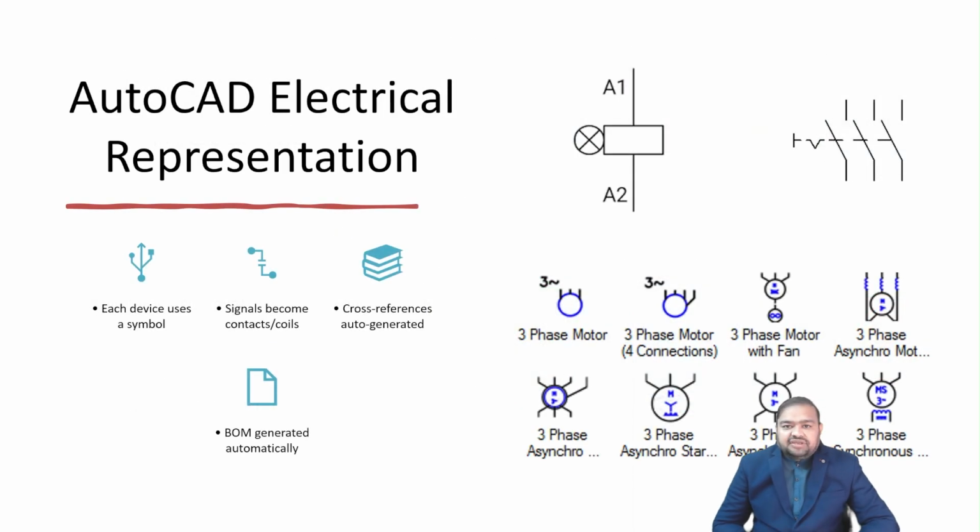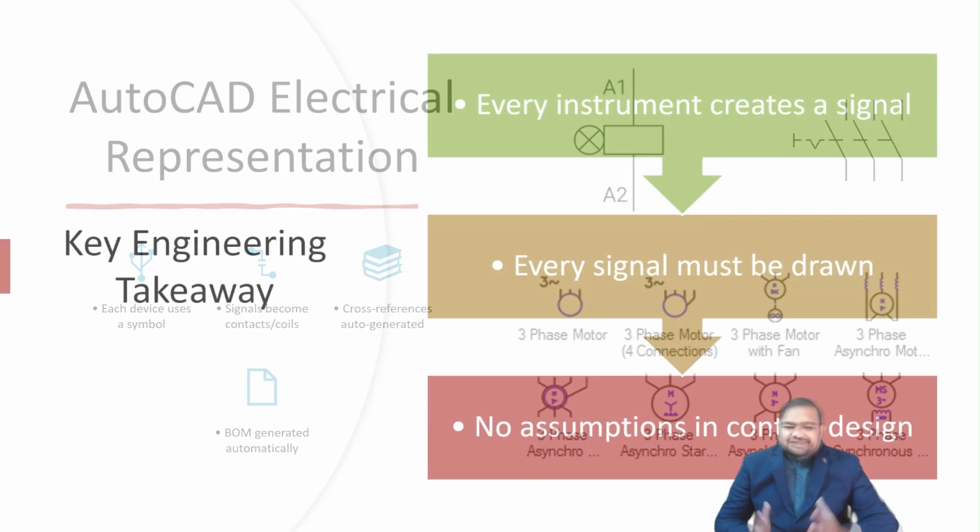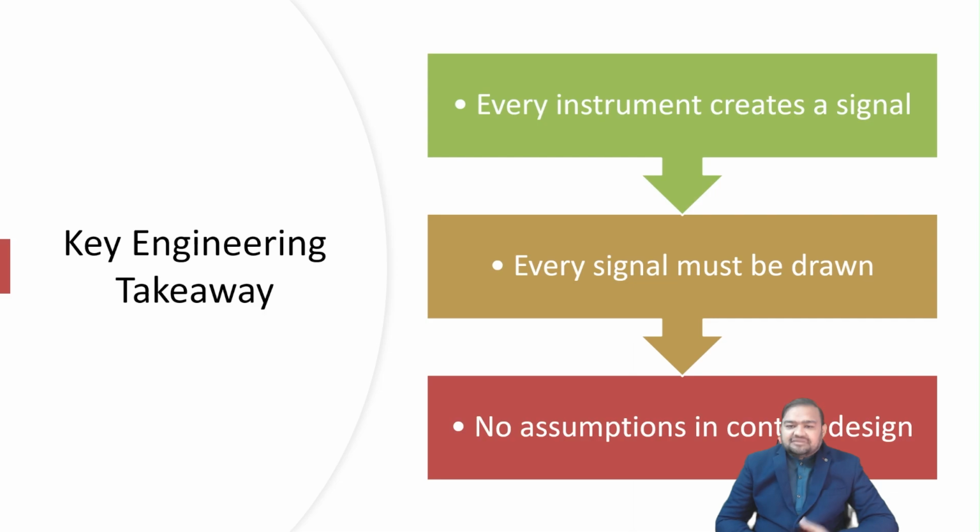In AutoCAD Electrical, every device has a symbol. Every instrument provides contacts. Every motor has coils and auxiliaries. Cross references are generated automatically, and bills of material are created directly from the drawings. The key takeaway from this video is simple: never assume equipment. Every instrument creates a signal. Every signal must be drawn, and clear identification at this stage results in clean, error-free schematics later.